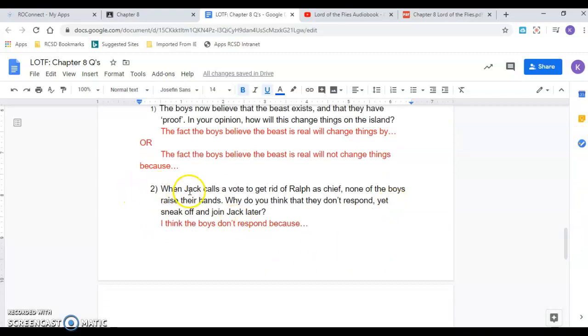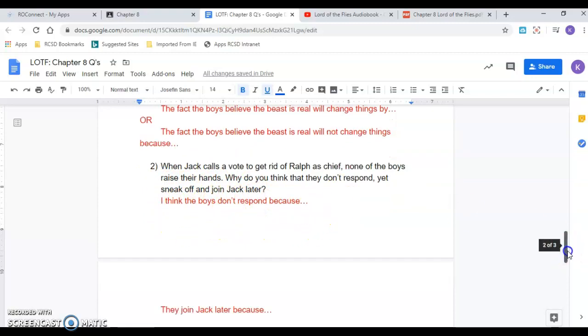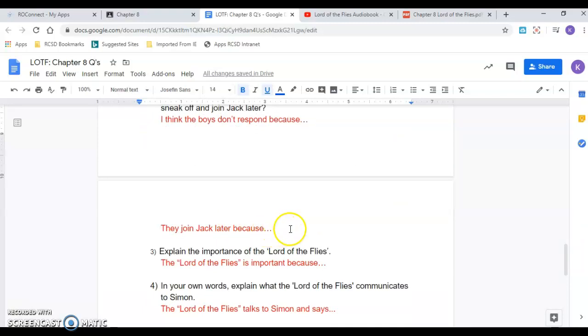Question 2. When Jack calls a vote to get rid of Ralph as chief, none of the boys raise their hands. Why do you think they don't respond, yet they sneak off and join Jack later? I think the boys don't respond because... They join Jack later because... Tell me why. What do you think that's about?